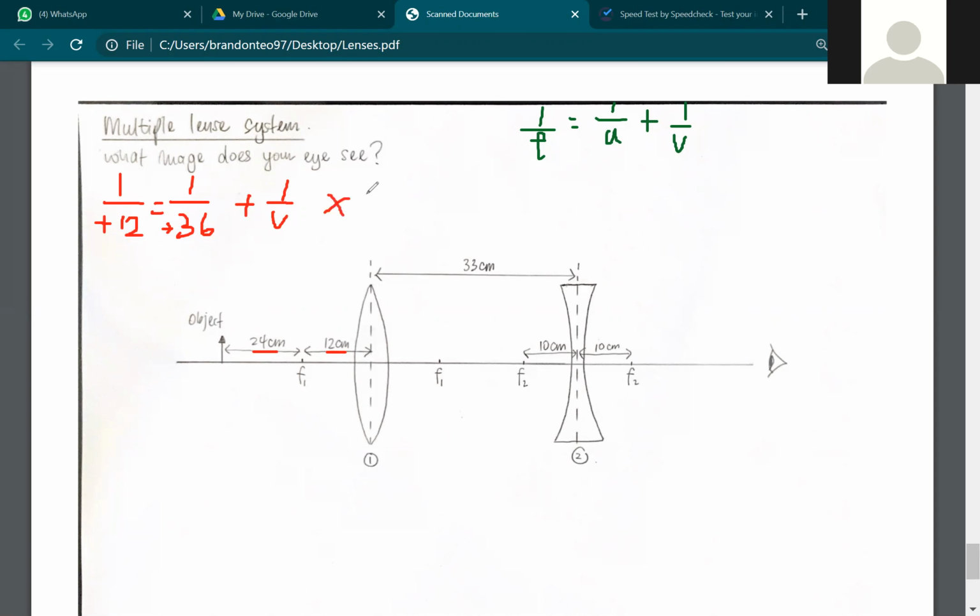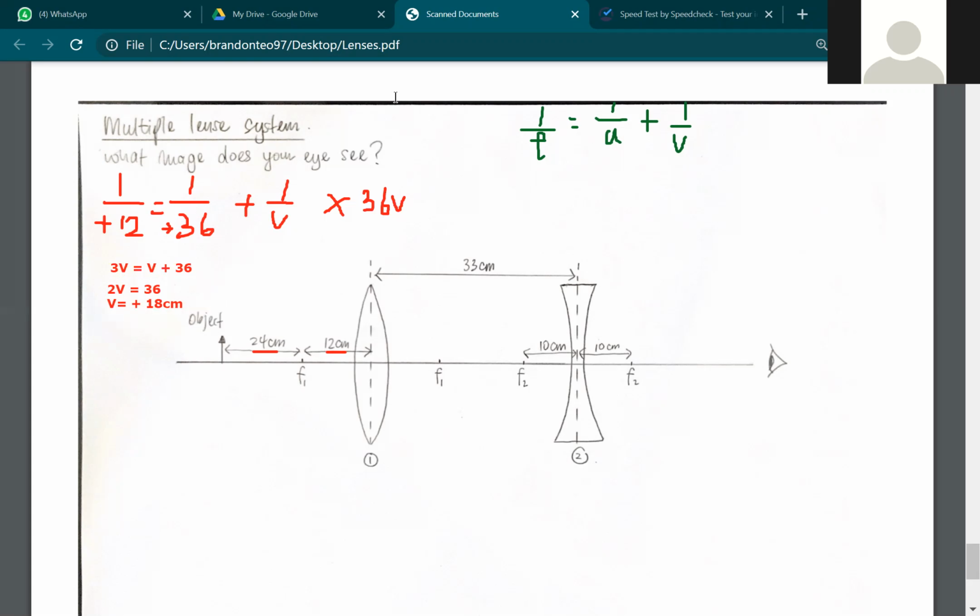Again, I want to eliminate the fractions, so I'm going to times this by 36v. Each of those I times 36v, I'm going to get 3v equals v 加 36. And then 3v minus v will get 2v equals 36. And then v will be 36 divided by 2, which is positive 18 cm. So here positive 18 cm.